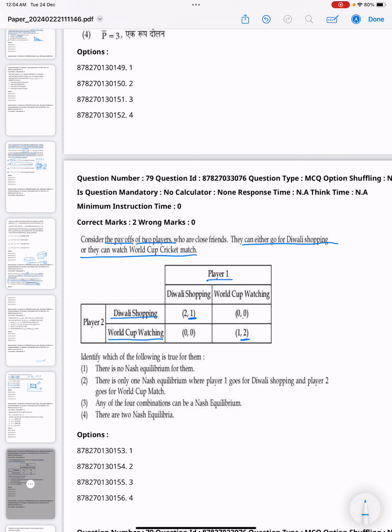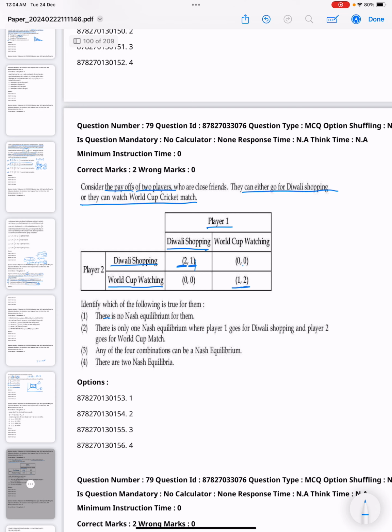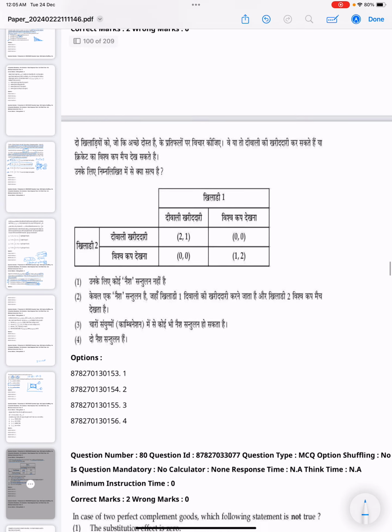And if player 1 is doing Diwali shopping, then player 2 would also prefer to do Diwali shopping. And if player 1 is preferring to watch the World Cup, player 2 would also prefer to watch the World Cup. So we would have two Nash equilibriums. There is no Nash equilibrium, only one, any of the four. So we are left with only 2.